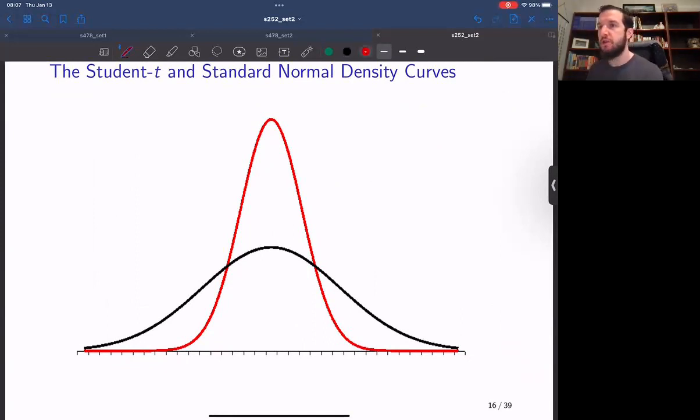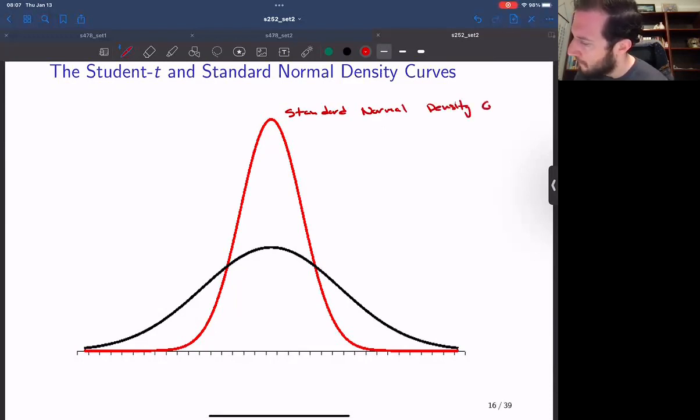On this page, we have a student t density curve, okay? And we have a standard normal density curve. So the red curve here is the standard normal density curve. And the black curve here is going to be our student's t density curve.